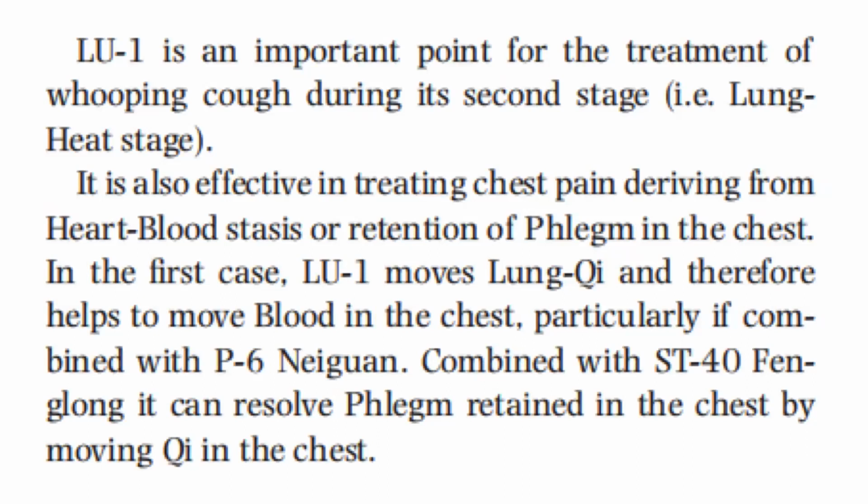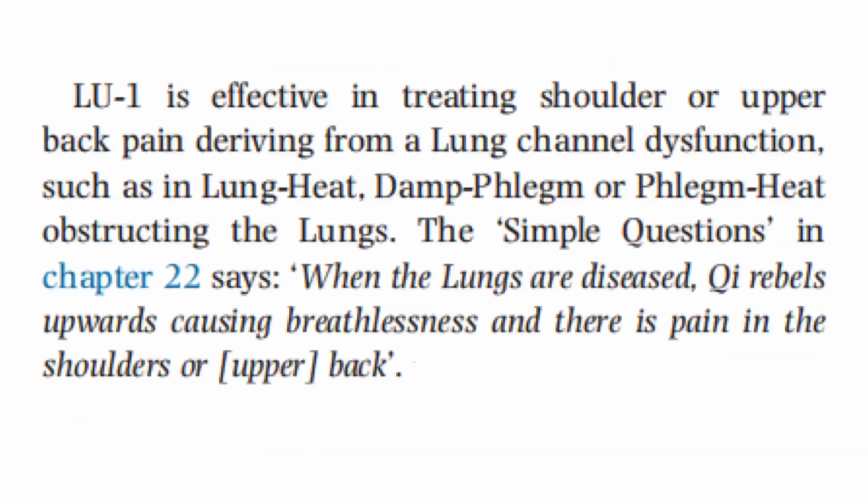Lung 1 is also effective in treating chest pain deriving from heart blood stasis or retention of phlegm in the chest. In chest pain deriving from heart blood stasis, lung 1 moves the lung qi. Therefore, it helps to move blood in the chest, particularly if combined with pericardium 6. Combined with stomach 40, lung 1 can resolve phlegm retained in the chest by being able to move the qi in the chest.